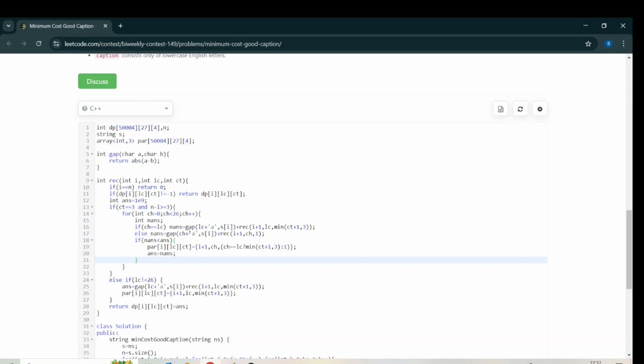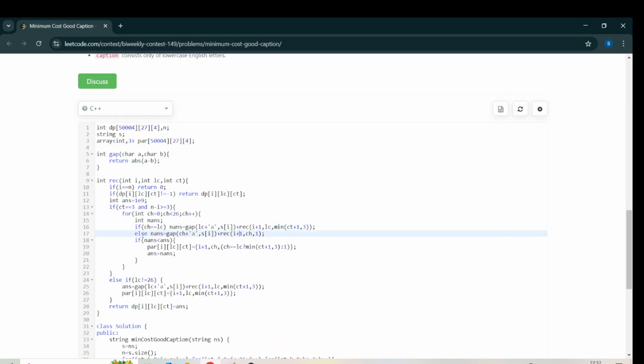That's why the gap is nothing but the difference between two characters and the total number of operations to change the current character to this character. Okay, so if ch equals lc, we are taking the gap, and our count value is minimum of count plus 1, comma 3. So if count is 3, this will again be 3. If count is 1, it will be 2, or if count is 0, it will be 1. Okay, I hope you get it.